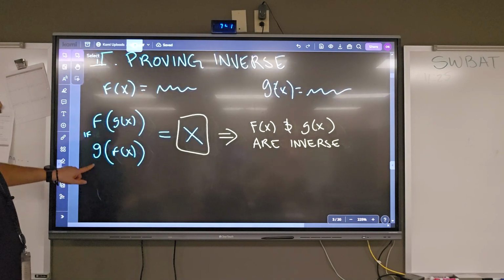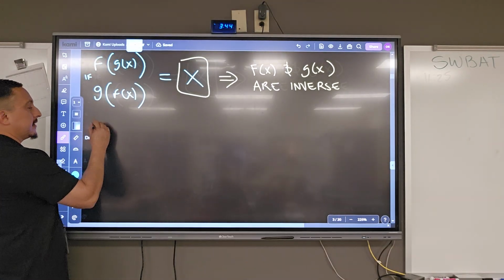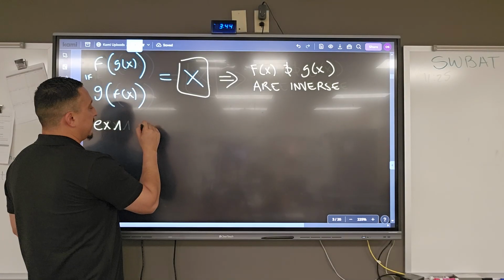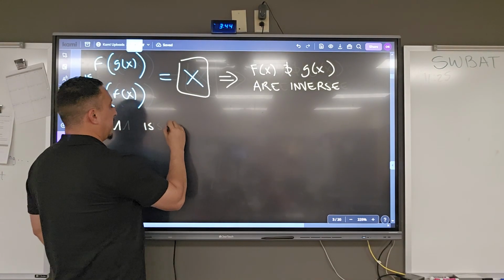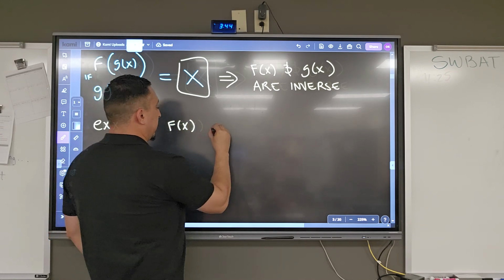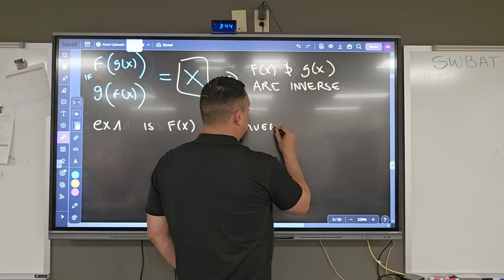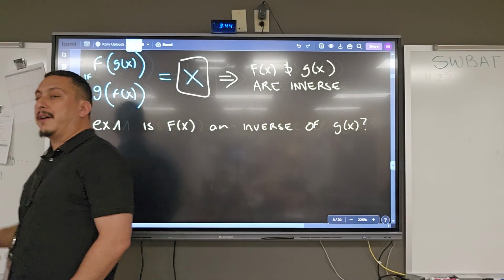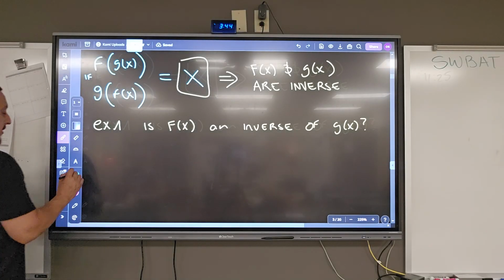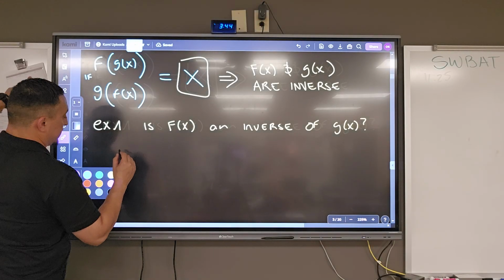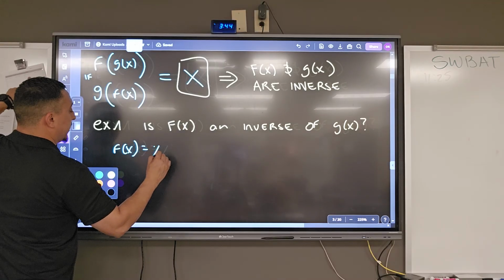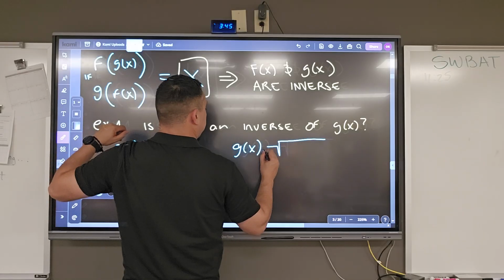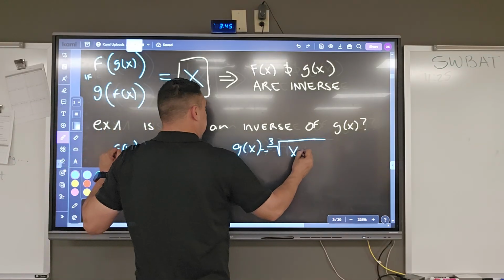Okay, so let's do example 1 and show you what these questions look like. They would read something like this: is function f an inverse of g? Or are they inverse of each other, or whatever. So example 1, let's try this one. Let's do f of x equals x cubed plus 1, and g of x equals cube root of x minus 1.